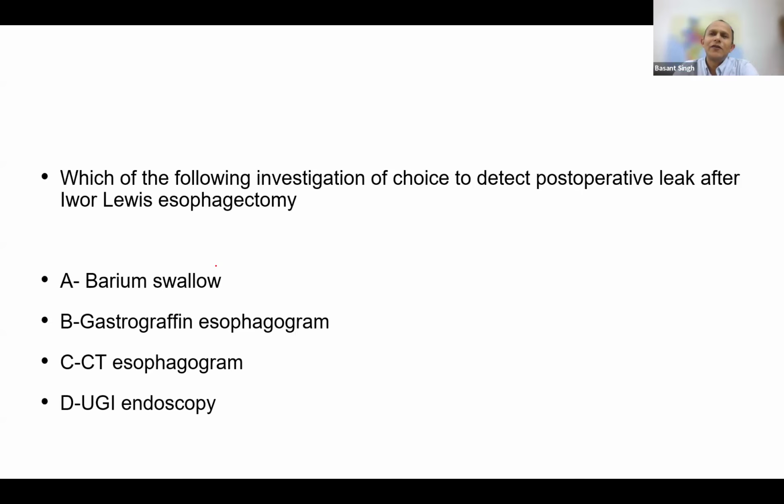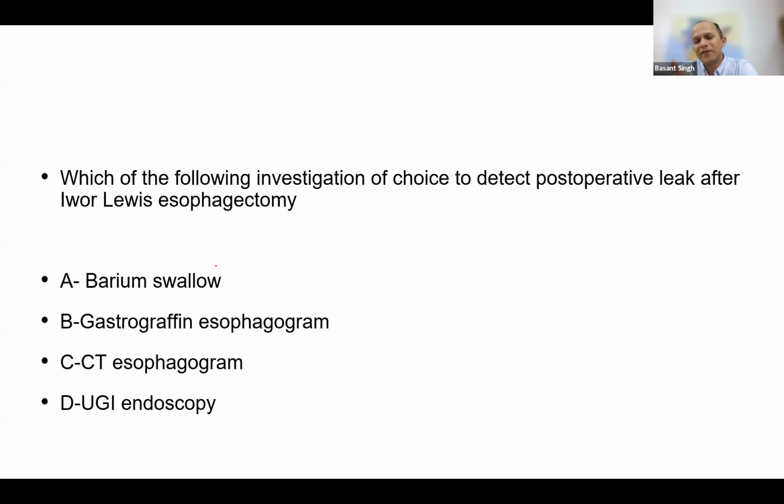So endoscopy, if you have any doubt of conduit necrosis, yes, endoscopy has to be done to see the mucosa. But before that, you have to do a CT scan. Generally we don't do a front endoscopy. If you have a patient that is not doing very well on day 3 or day 4, then the first thing that we do is CT scan with esophagogram.